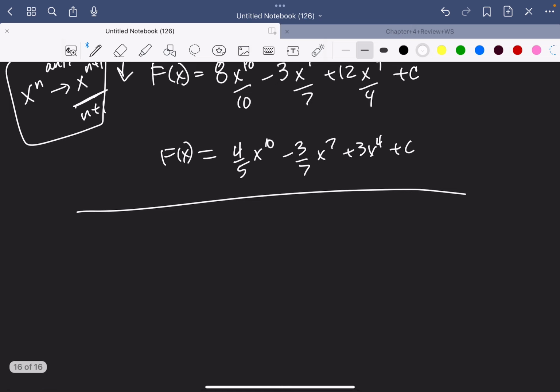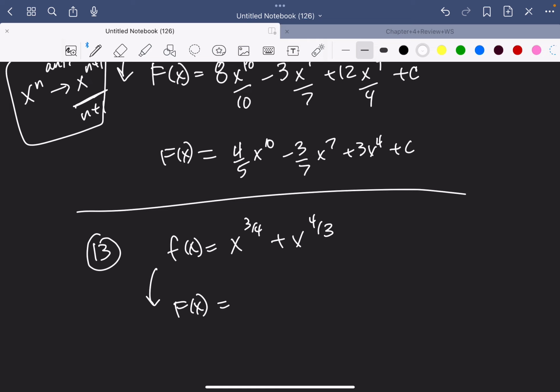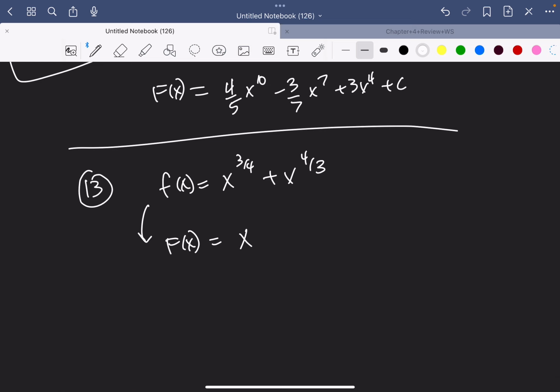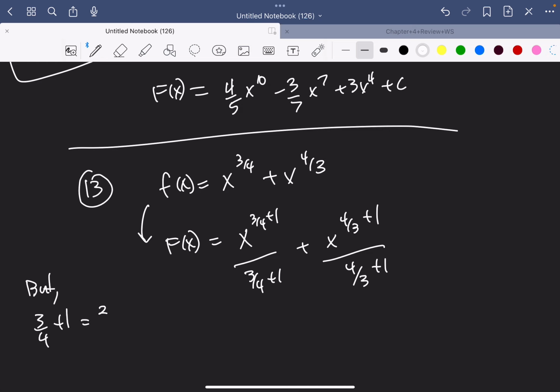So there's 12. Let's look at 13. We have, I'm going to write as x to the 3/4 plus x to the 4/3. Now I'm ready to find the antiderivative. So this is going to be x to the 3/4 plus 1 over 3/4 plus 1 plus x to the 4/3 plus 1 over 4/3 plus 1. But you know that 3/4 plus 1 is the same as 3/4 plus 4 over 4, which is 7/4. So this is x to the 7/4 over 7/4.